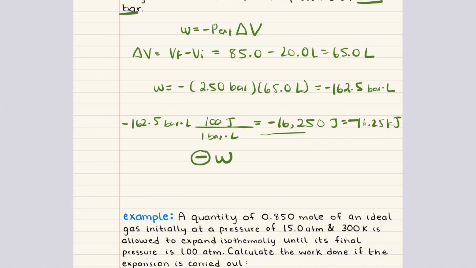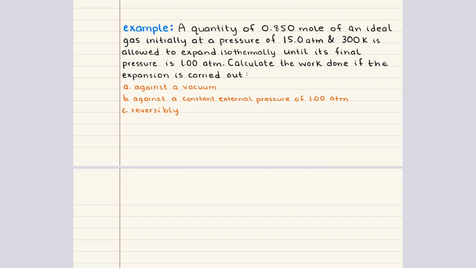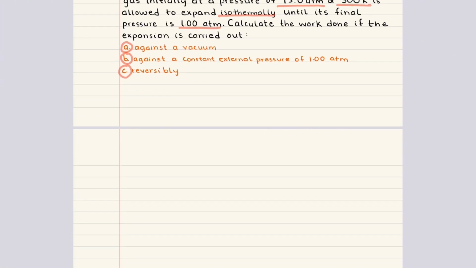Now let's tackle the second problem. This one says a quantity of 0.850 moles of an ideal gas initially at a pressure of 15 atmospheres and 300 Kelvin is allowed to expand isothermally, meaning at constant temperature, until its final pressure is 1 atmosphere. Calculate the work done if the expansion is carried out, A, against a vacuum, B, against the constant external pressure of 1 atmosphere, and C, reversibly.